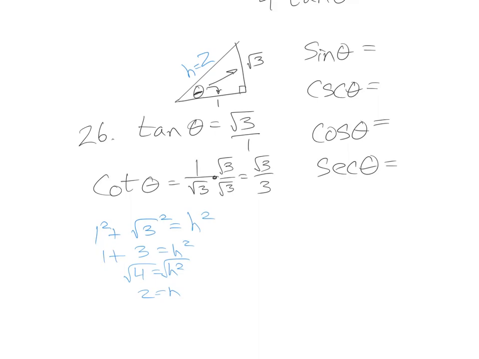Sine is what? Opposite. Square root of 3 over hypotenuse 2. Cosecant is a reciprocal. Good. Cosine. Secant.